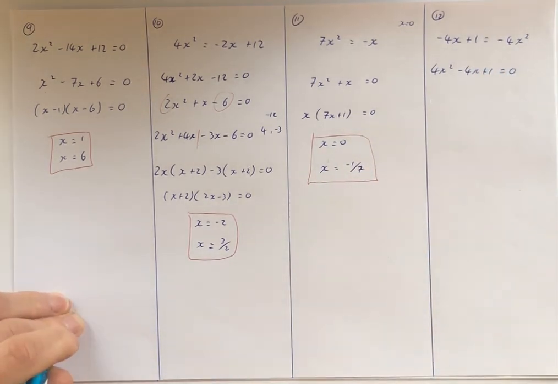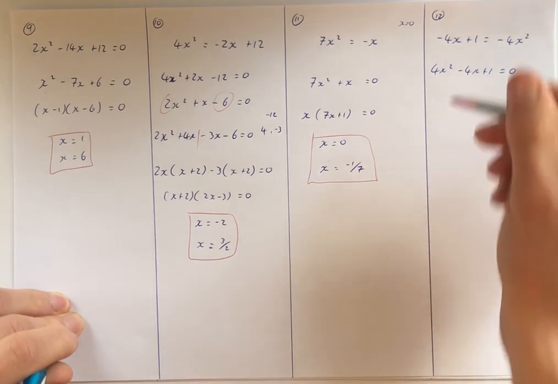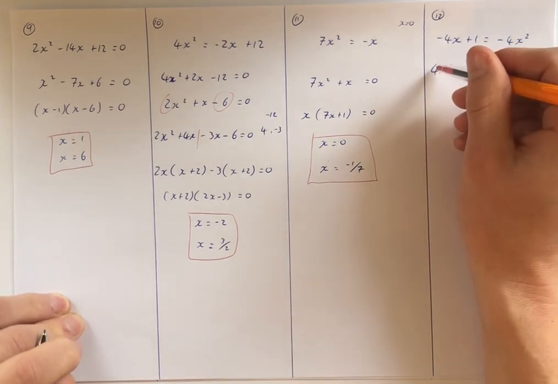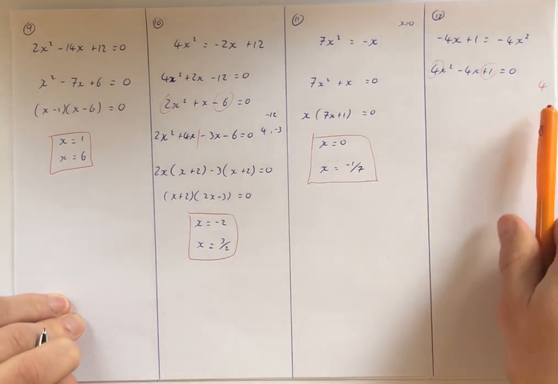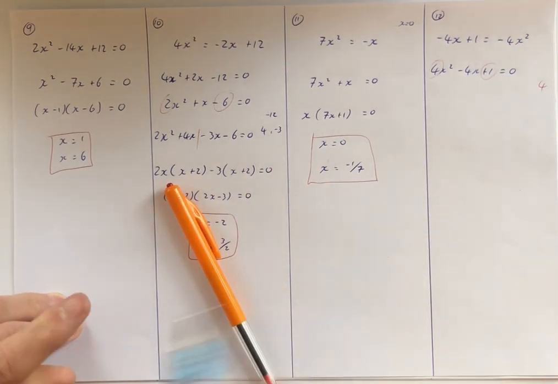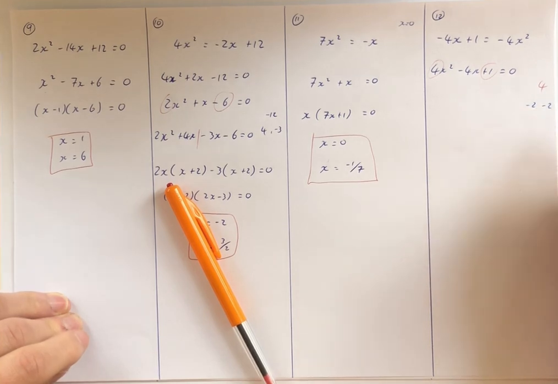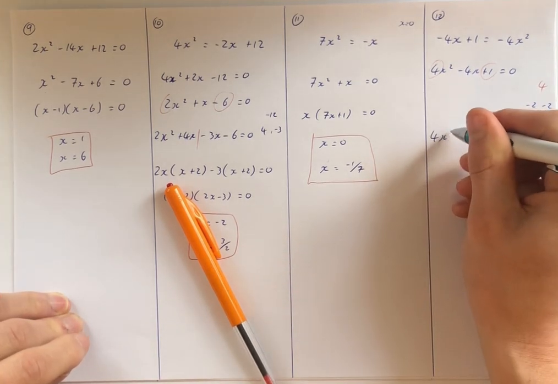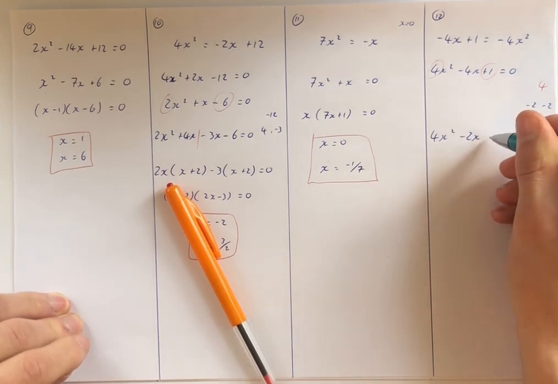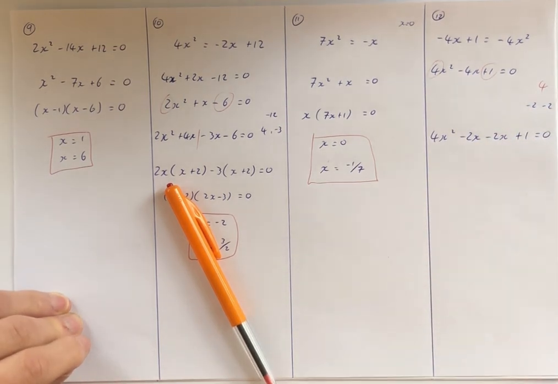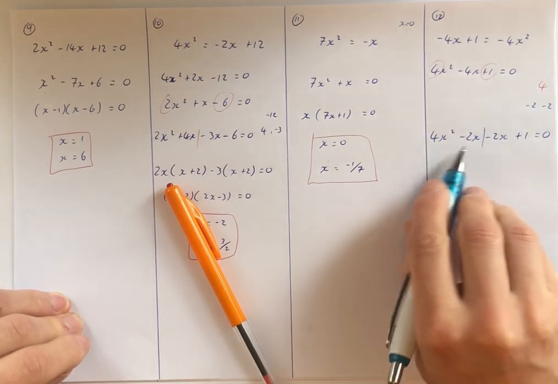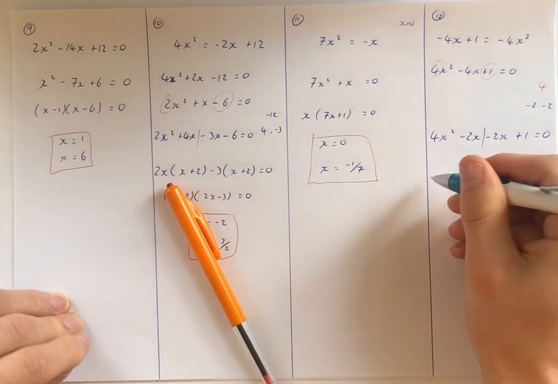And now we need to factorize. Again, there's no common factor. So we're going to have to use our real deal method and go 4 times 1. And we want factors of 4 that add to negative 4. So negative 2, negative 2. So we've actually got 4x squared minus 2x minus 2x plus 1 equals 0. Factorize the left-hand side, so 2x can come out.